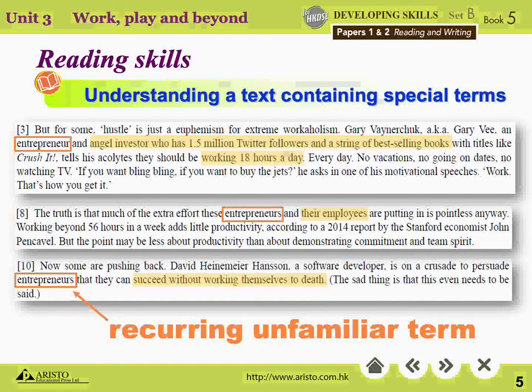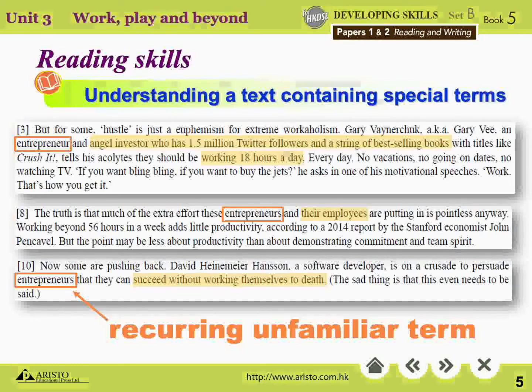In order to do this, we need to look at contextual clues around each of the instances where entrepreneur is used. We may need to read the sentence before or after the one where the unfamiliar term appears to find these clues. In this example, some of the contextual clues are highlighted. In paragraph 3, we know that Gary V is an entrepreneur, and that he is also an angel investor who works 18 hours a day. So according to Gary V's example, entrepreneurs could mean people who work very hard.